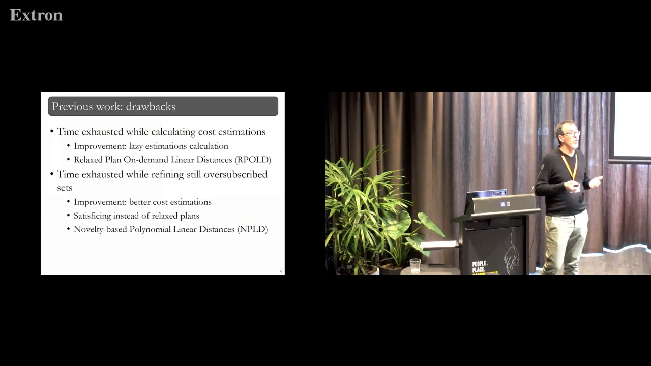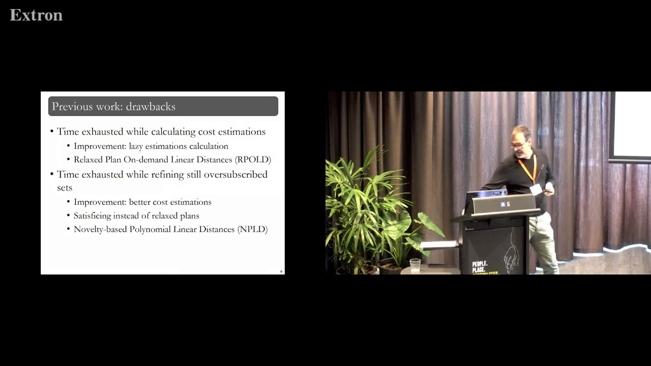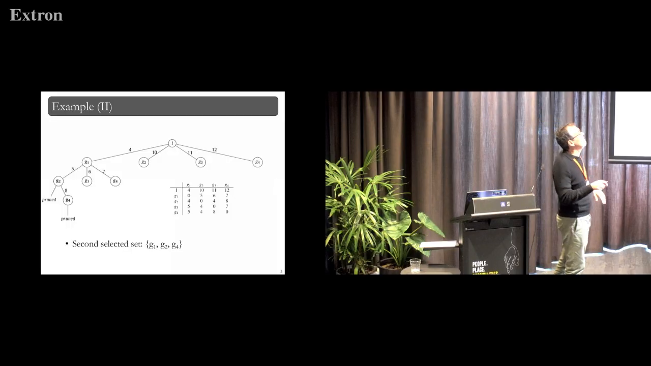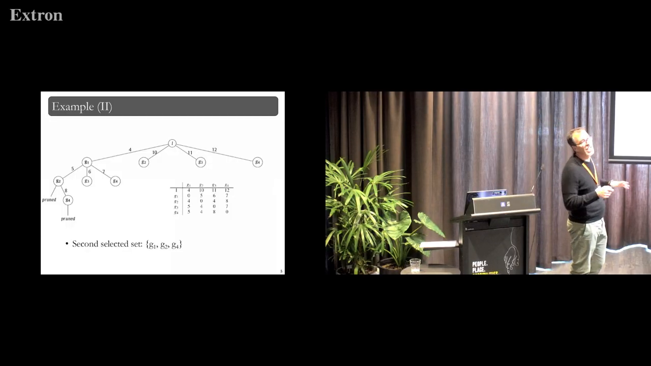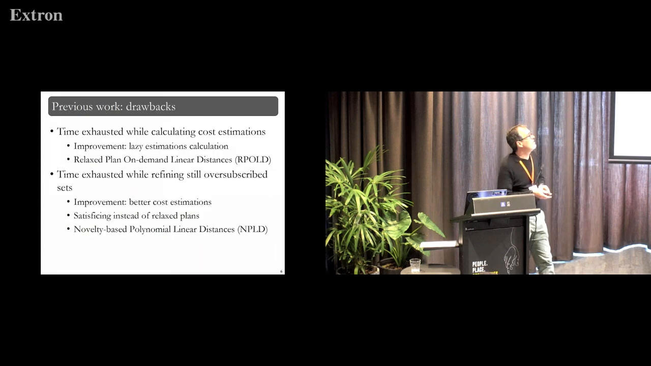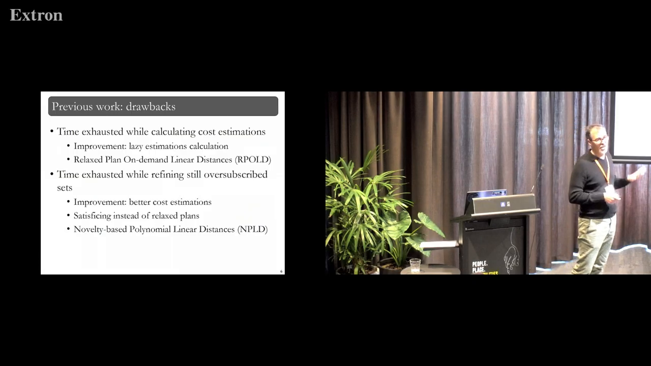So a very straightforward improvement is, okay, why should we calculate all the estimations beforehand? Why don't we calculate them just during the search? Why don't we calculate them as we need it? So we can do a lazy calculation of these estimations, and we will call this approach relaxed plan on-demand linear distances, okay? Because we are calculating the distances just on demand.